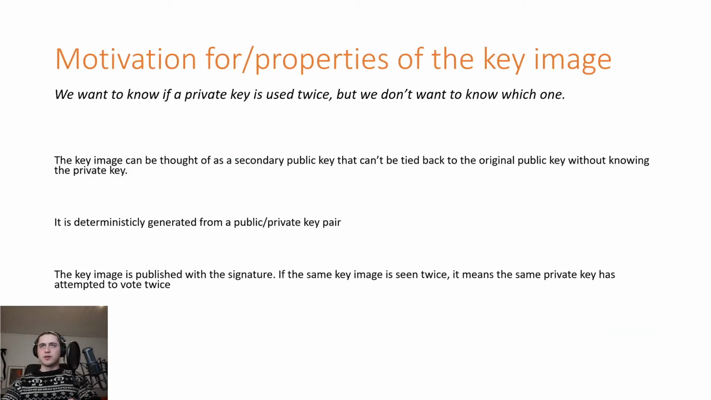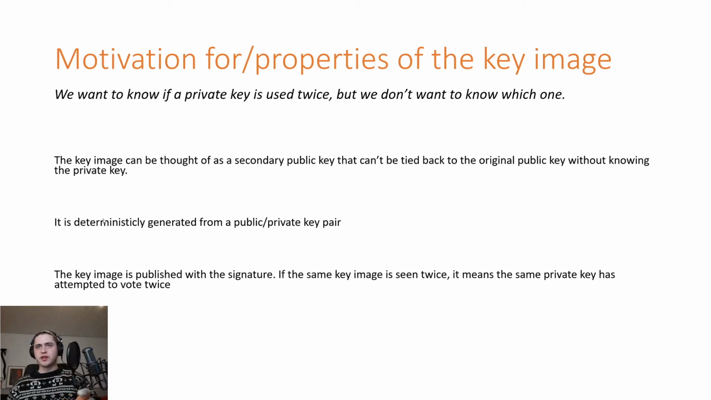And so some of the properties we want in this key image: we want to know if a private key has been used twice, but we don't want to know which of the secret keys has been used. As I've mentioned previously, you can think of the key image as a secondary public key that you can't tie back to another public key without knowing the private key. But somehow this works in the ring signature so that you can't cheat and make up a key image that doesn't have a private key in the signature. Not exactly sure how that works, but that could be something interesting to look into.